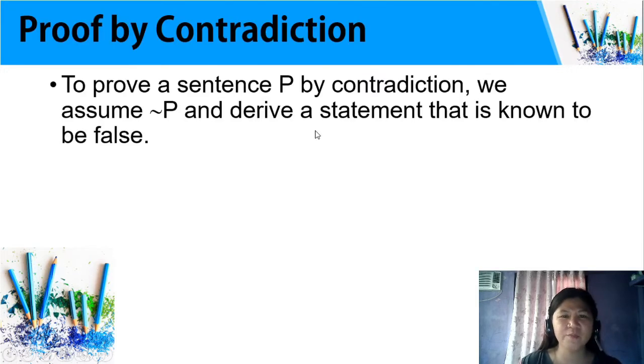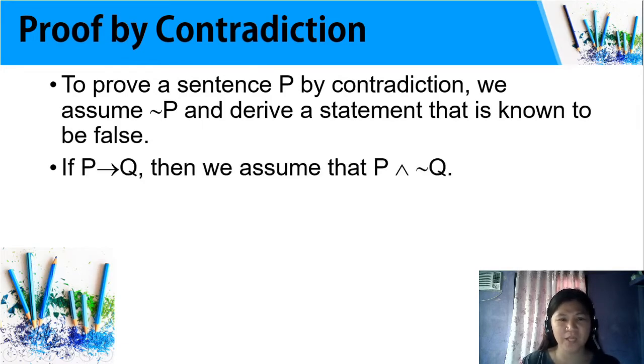While for the proof by contradiction, to prove a sentence P by contradiction, we assume not P and derive a statement that is known to be false. Meaning to say, if we have a positive hypothesis, we will negate that statement and then we derive a statement that is known to be false.